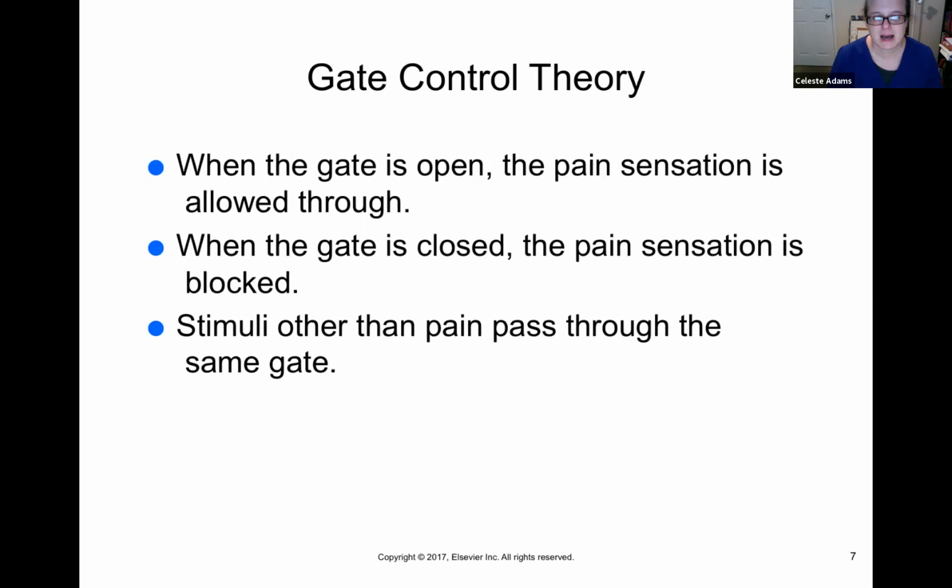Some stimuli other than pain can also pass through the same gate, such as nausea, itching, numbness, okay? These other stimuli that I just mentioned can also pass through this pain gate as well, in addition to pain, okay? So nausea, itching, numbness can also pass through these gates with pain. Okay, so that's the gate control theory.